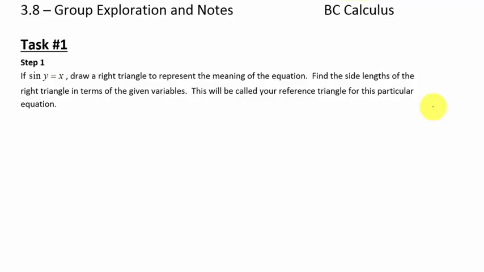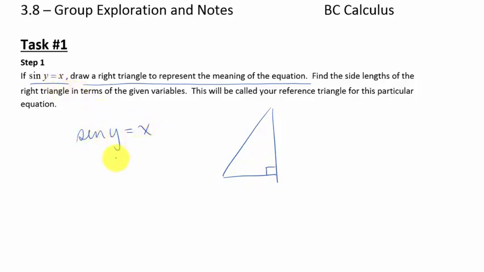First thing we're going to do in step one is take this equation, sine y equals x, and draw a right triangle to represent the meaning of this. So draw a right triangle, and let's look at the equation. Sine y is equal to x. This is our angle, and this is our ratio, so I'm going to make it x over 1. I need to put in my angle, which is y, and the opposite over the hypotenuse is going to be my ratio, x over 1.